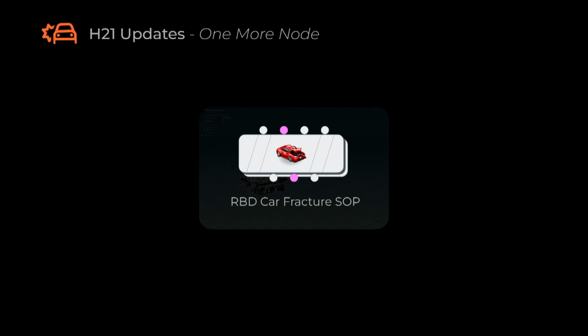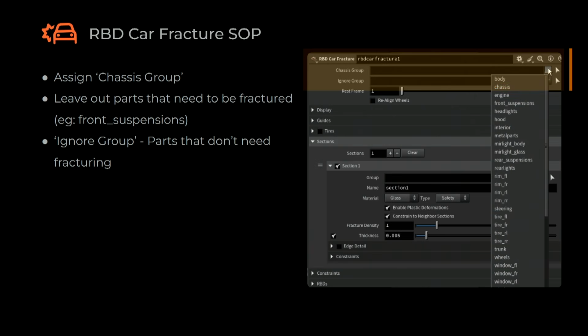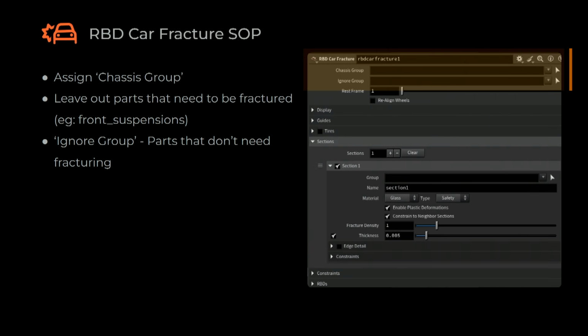Moving on, the RBD car fracture sub. That's the new addition to Houdini 21 this time in the RBD section. So as the name suggests, again, literally, it gets you to fracture your car. Even though I make it sound simple and even though the tool is simple, let's get into the specifics now, okay? So right when you open this node, you're going to see some parameters. So what are these parameters going to do?